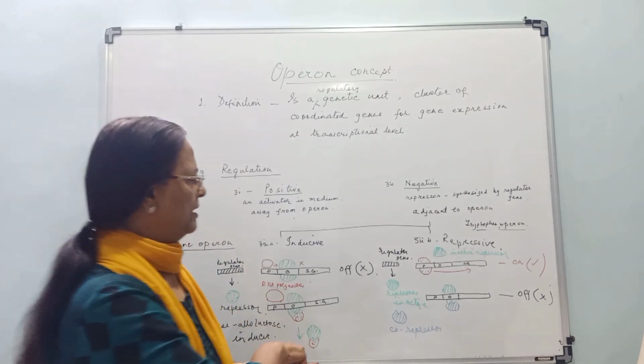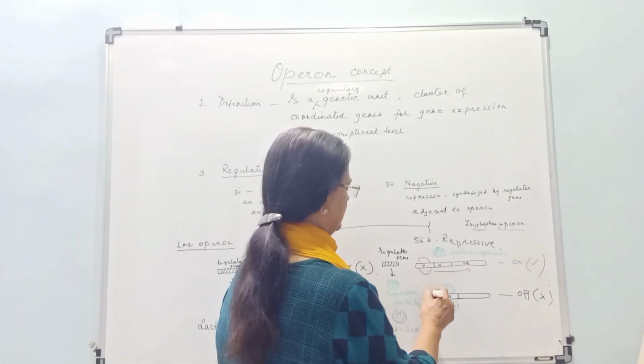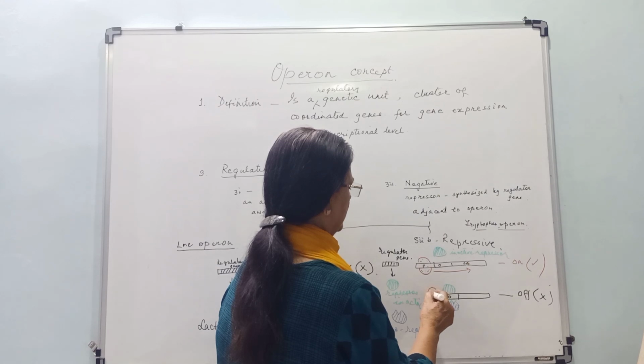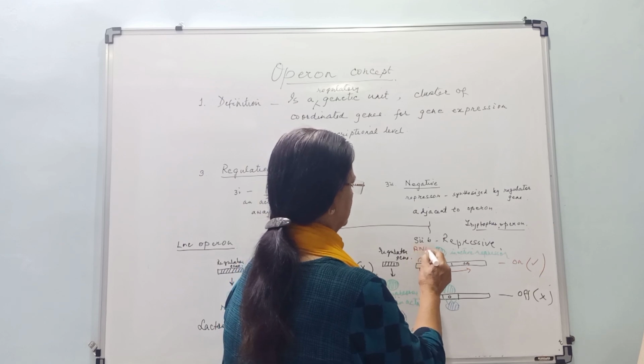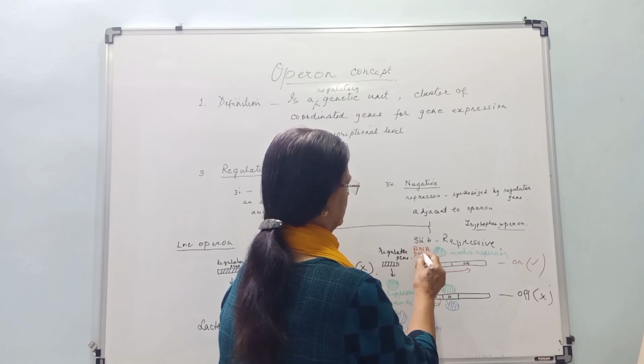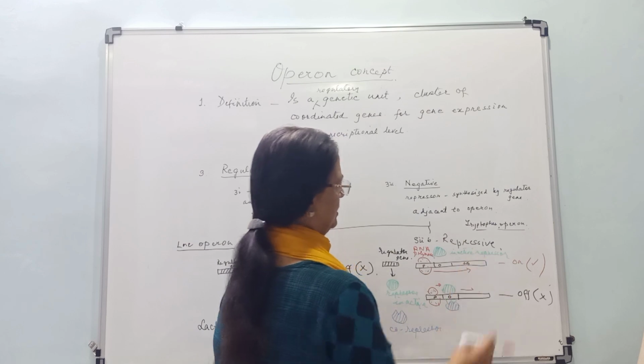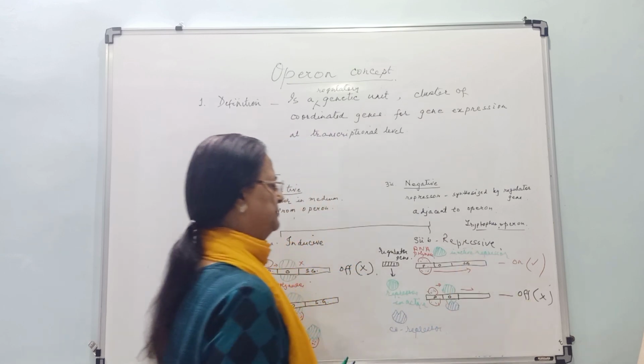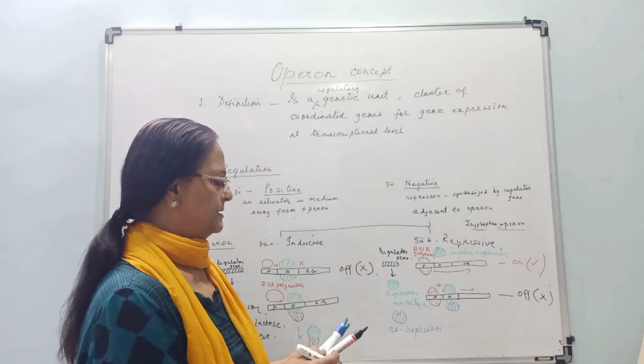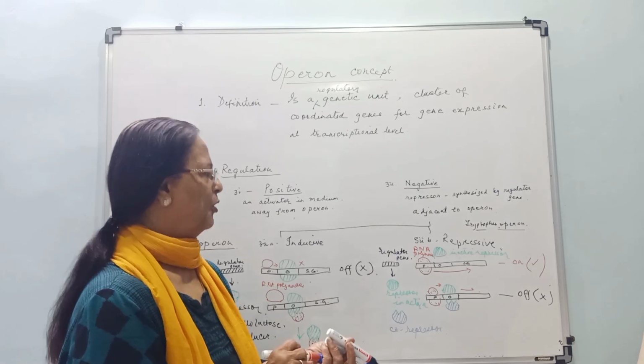So here the RNA polymerase cannot carry on because the path is not clear. This is RNA polymerase and it cannot carry on gene expression. Hence the operon is turned off.